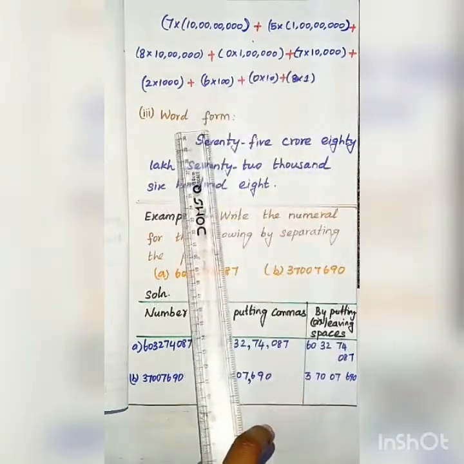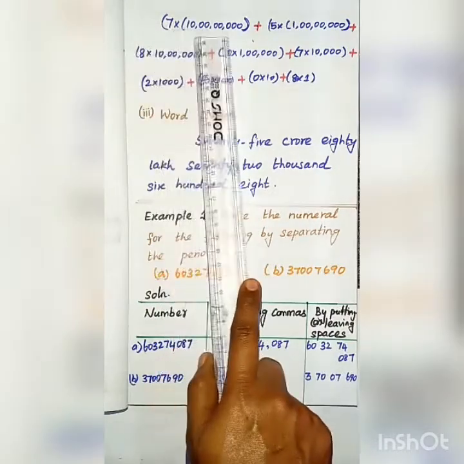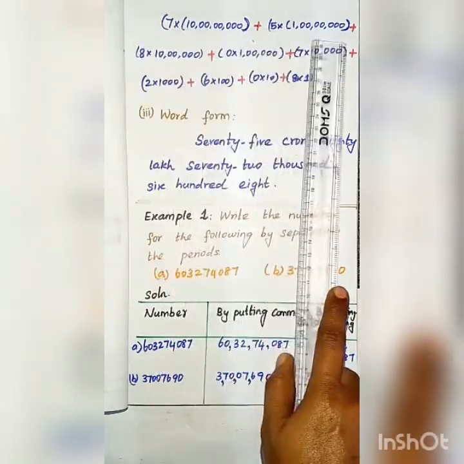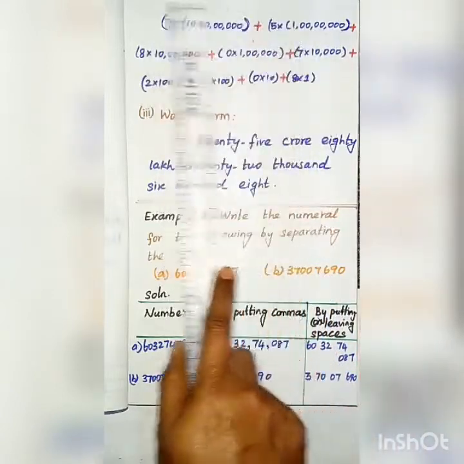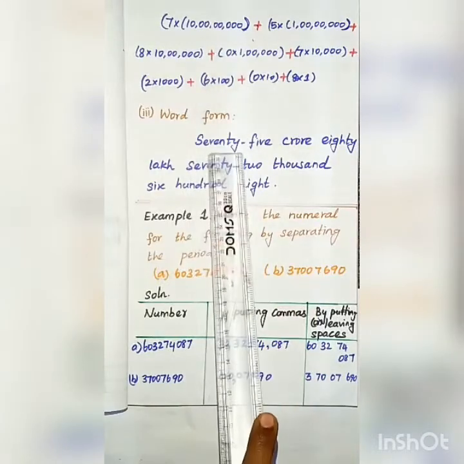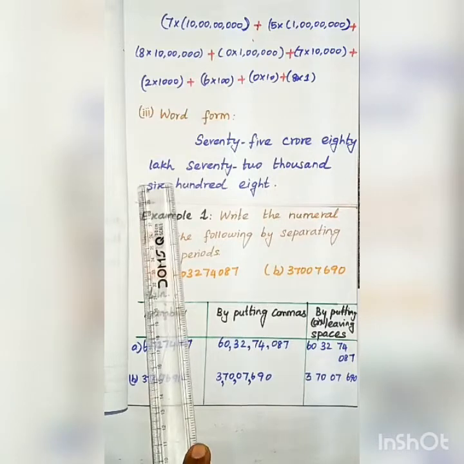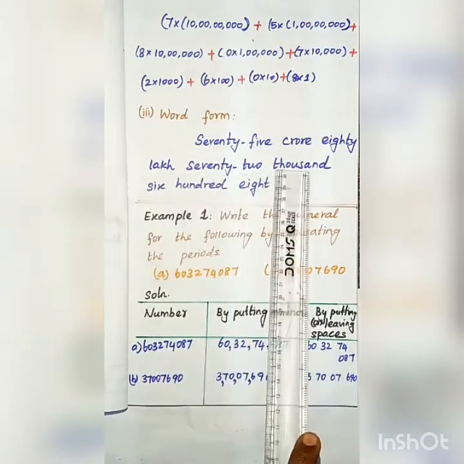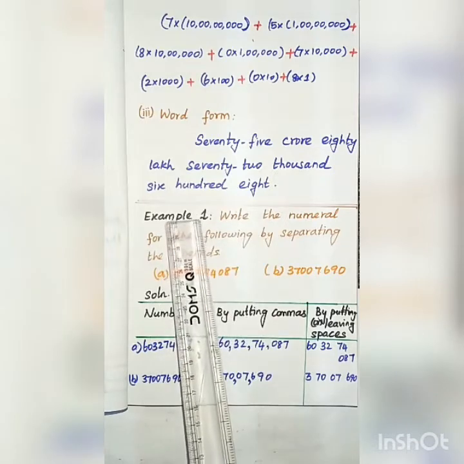Next, word form. You want to write it as it is. 7 into 10 crore plus 5 into crore. Look at this, these two are in crore places. Then how can you read it? 75 crore. Okay. Like this, you have to write the given number. 75 crore, 80 lakh, 72,608.